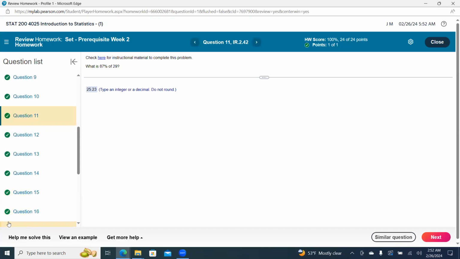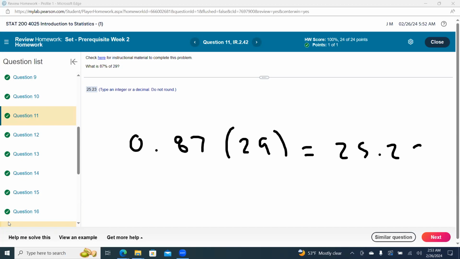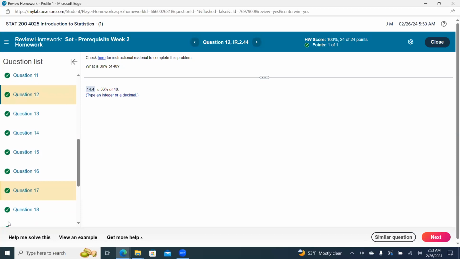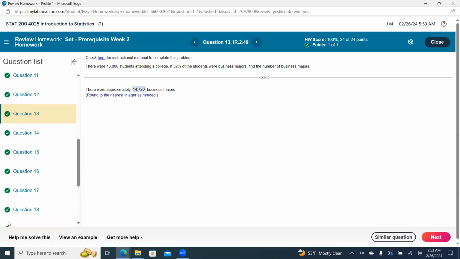87% of 29, we multiply them. The previous assignment was this. Thirty-six of 40, 0.36 times 40. We don't have to break it down to an equation. We should know this without stats, but it's very important.